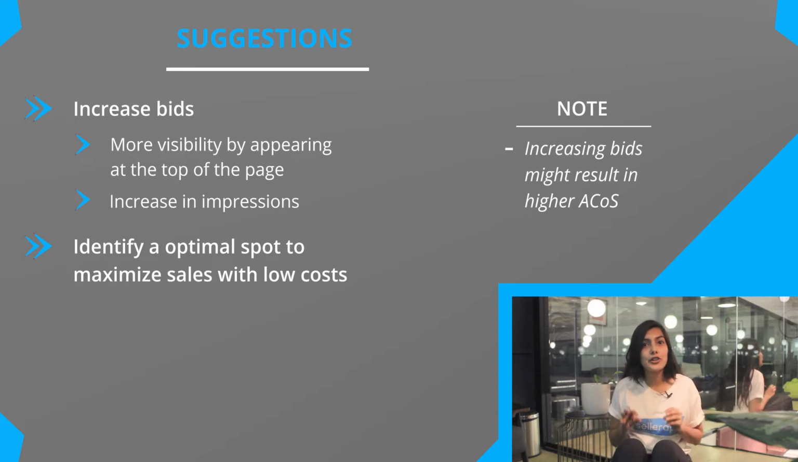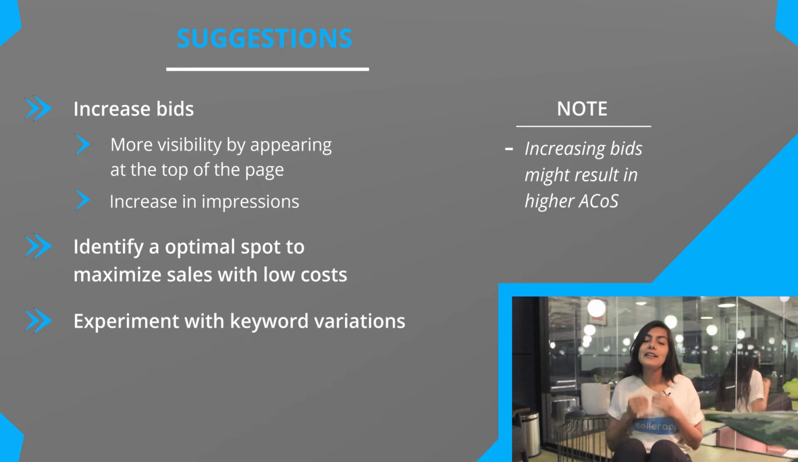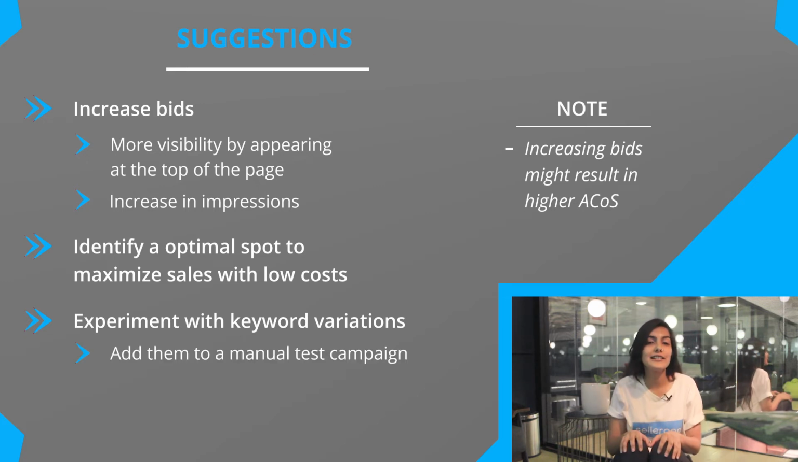Another experiment that you can do is by identifying keyword variations of these high converting keywords. So for example, you could start a manual test campaign that accommodates all of these keyword variations of the high converting keywords and see which one works out the best for you.